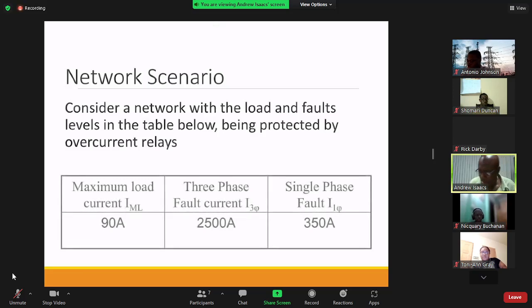And this is a scenario that we are given. We have a network where the maximum load is 90 amperes. The single phase fault current is 350, and the three phase fault current is 2500. And we want to select a CT and evaluate its performance to see whether or not it is satisfactory, or it can do the task for which we have made a selection. So let's get started.